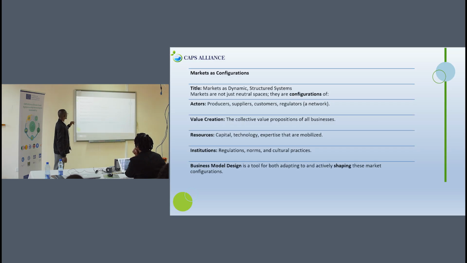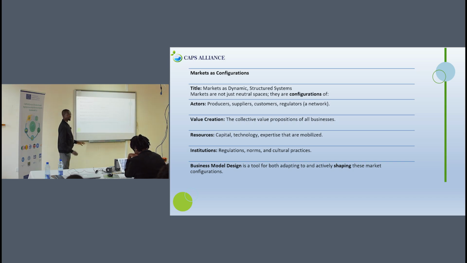Then let's move. So, market configurations. Under market, we have the actors. The actors mainly represent the producers. If it is farming, they are the farmers. Then the value creators help to create value proposition for all businesses. We have the resources, which include the capital. Capital is one of the resources that you require for you to develop this and succeed in business. We have expertise, and then that are mobilized.